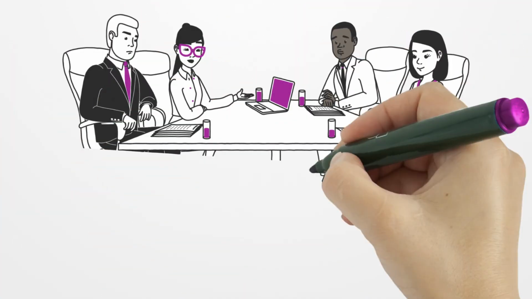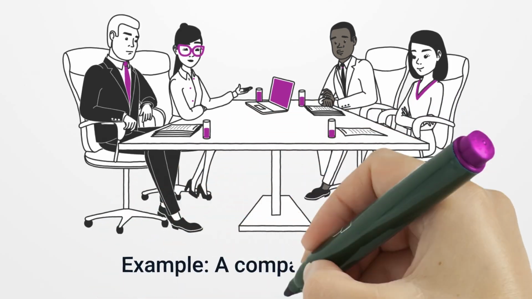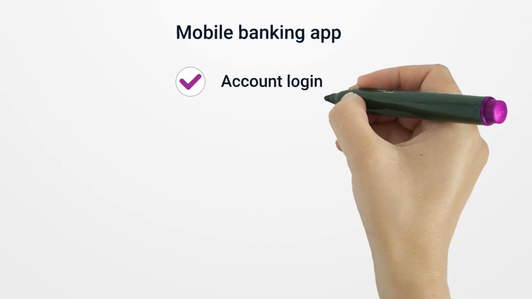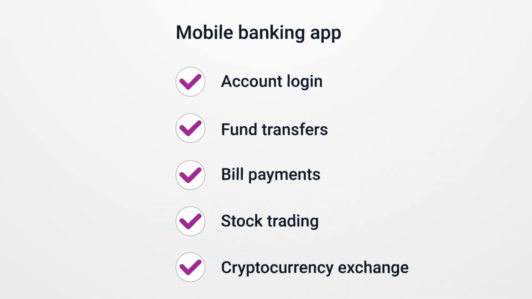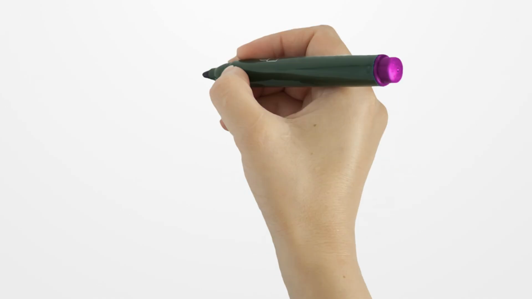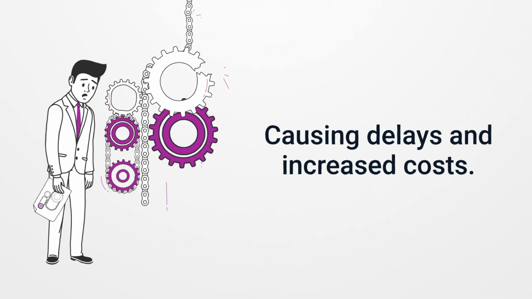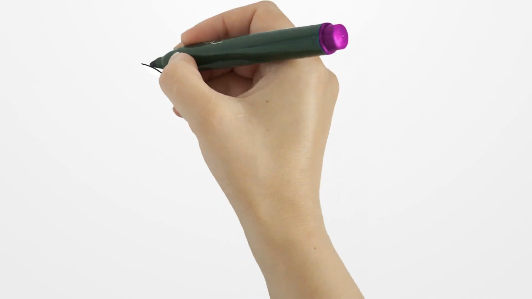Example, a company planning to build a mobile banking app defines the scope as core features: account login, fund transfers, bill payments; exclusions: stock trading, cryptocurrency exchange. Without defining what's excluded, unnecessary features might be added, causing delays and increased costs.